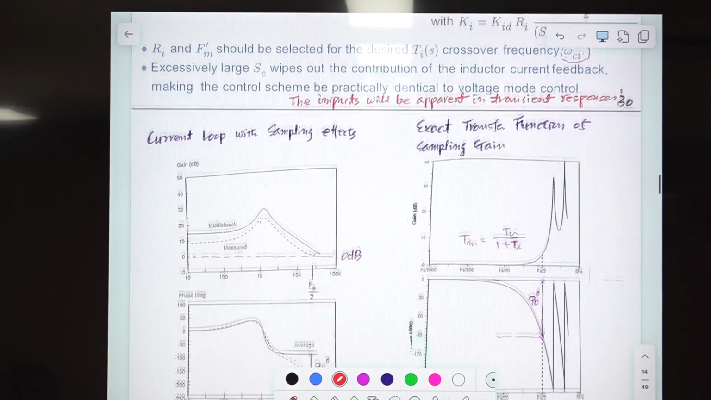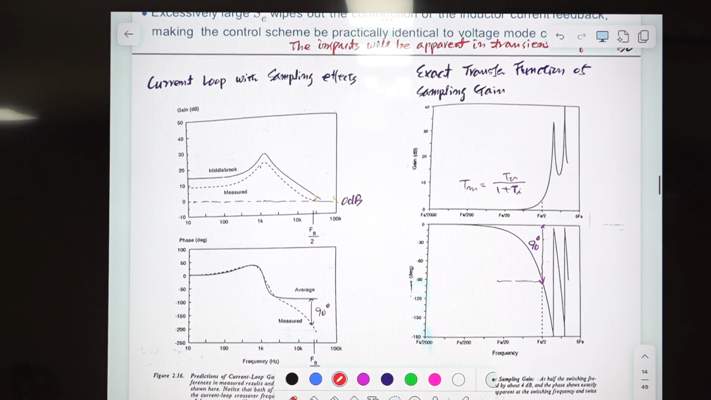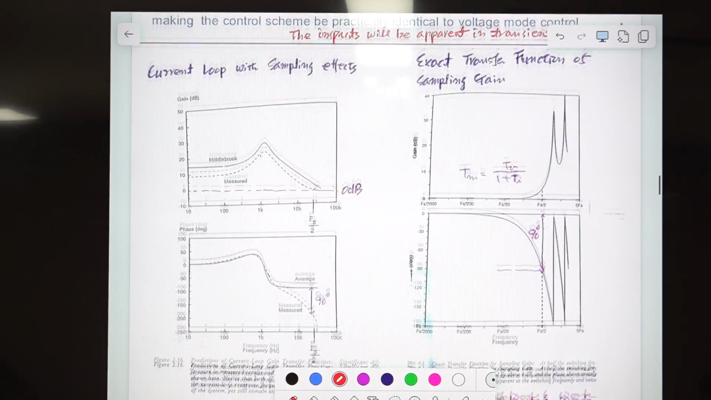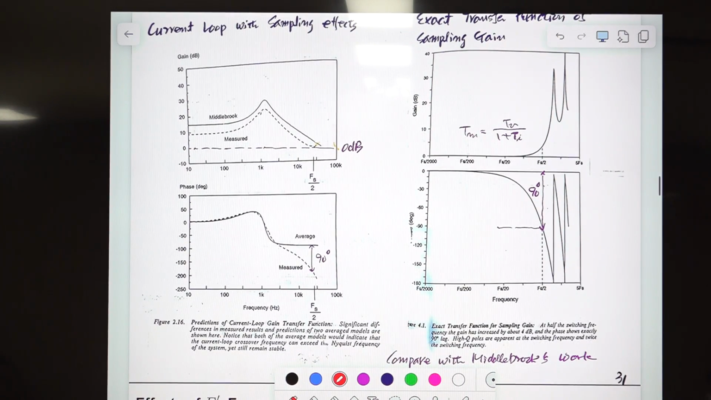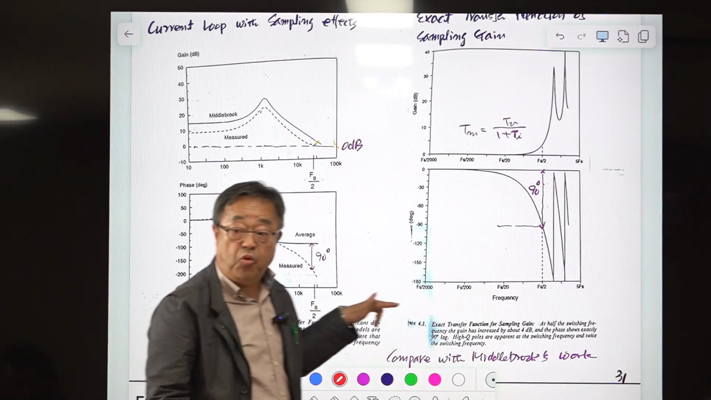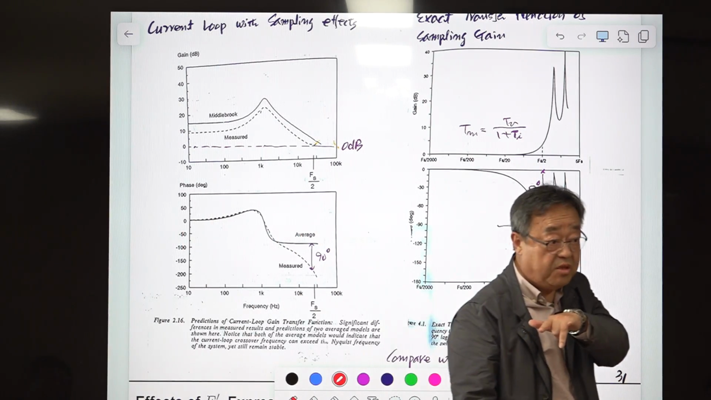You can simulate that. Let me show one example here. This example is taken from Ray Ridley, that famous guy. I took this one from his dissertation this morning. You don't have this. This is the most recent one.